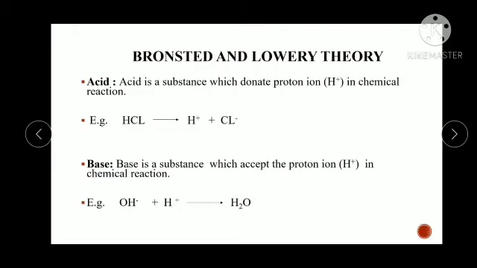The next theory is Bronsted and Lowry's theory. According to this theory, an acid is a substance which donates a proton ion in a chemical reaction. Example is HCl, which gives H+ and Cl- ions. Then next is the base. A base is a substance which accepts a proton ion in a chemical reaction. Example is OH- plus H+, which gives the H2O molecule.